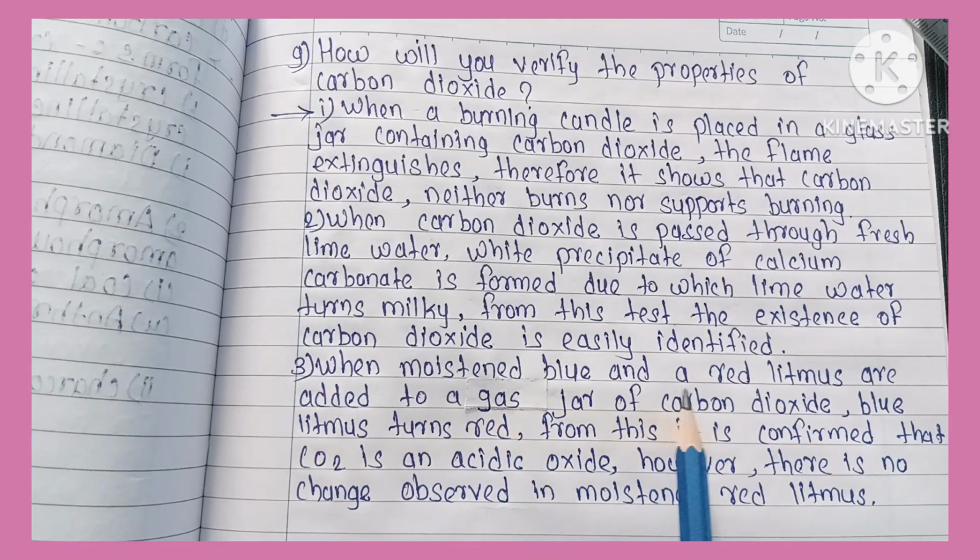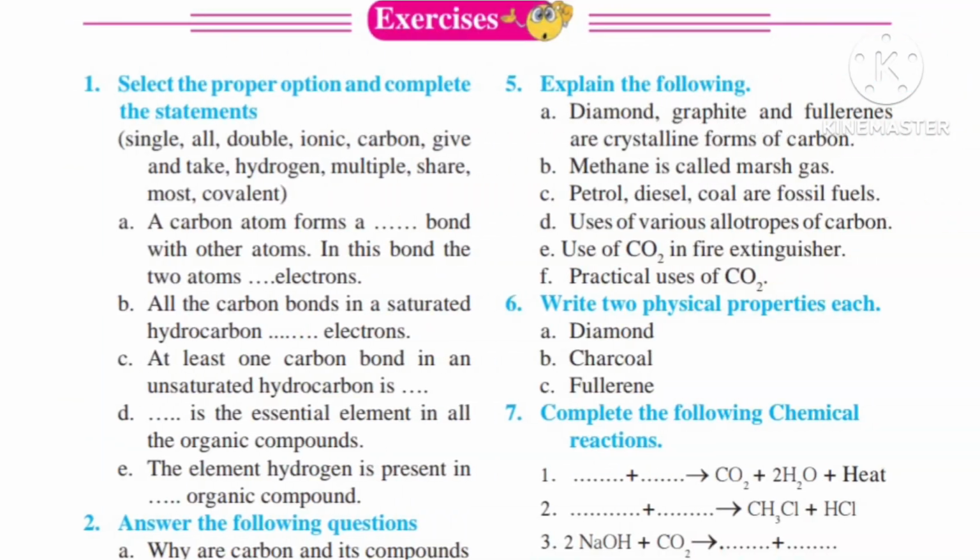When moistened blue and red litmus are added to a gas jar of carbon dioxide, blue litmus turns red. From this, it is confirmed that CO2 is an acidic oxide. However, there is no change observed in moistened red litmus.